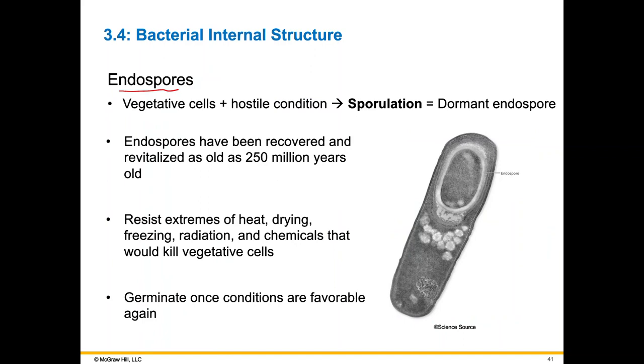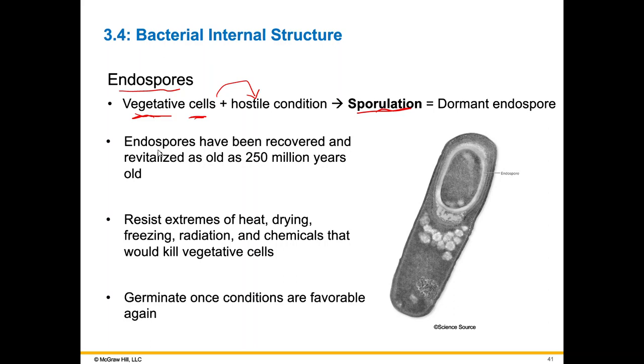Next, some bacteria can have endospores. Not all of them, but some of them. Endospores are a protective variety of a bacteria when they're exposed to harsh conditions. Under normal, happy conditions, we have bacteria that we call vegetative cells. They're doing their thing, living their best life. If they come into contact with a hostile condition, then they will sporulate, meaning they will form a spore. That spore will be dormant. It will stay dormant and protect the cell until favorable conditions come back again.